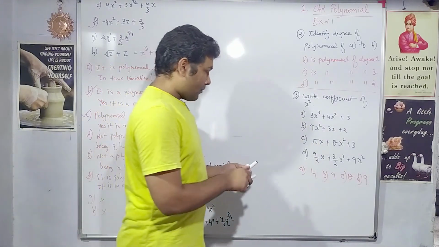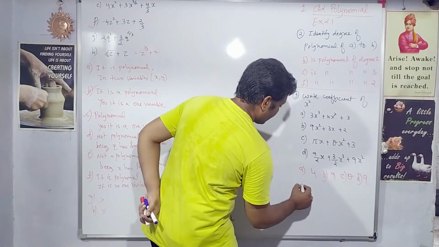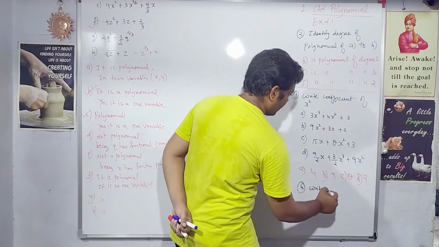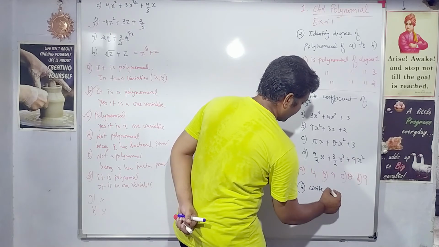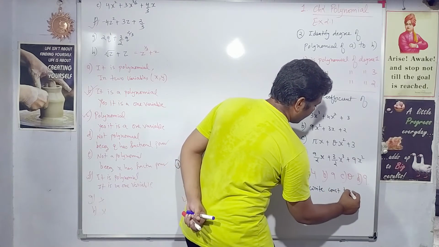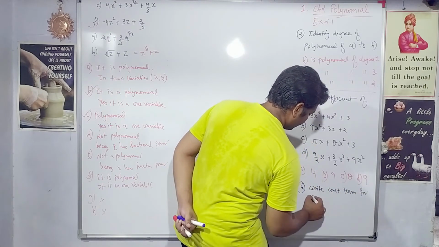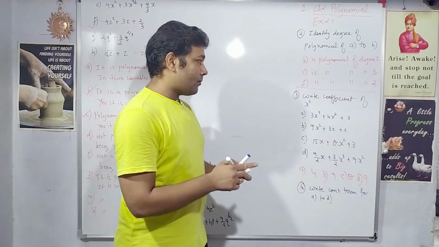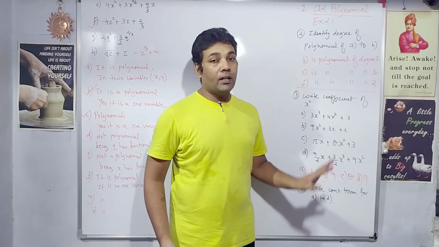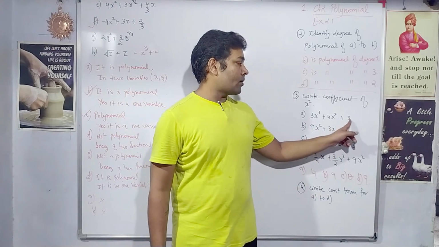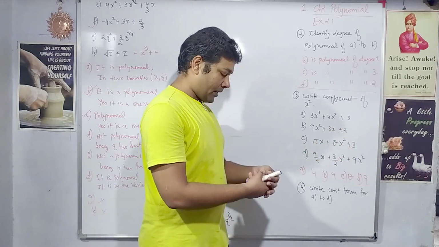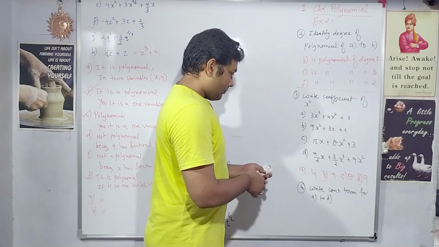Let us take a similar type of one more question. Fourth one, write the constant term for A to D. Constant term means the term which does not have a variable, right? So this is a constant term, it does not have x. This is also a constant term. So we'll write down, right?